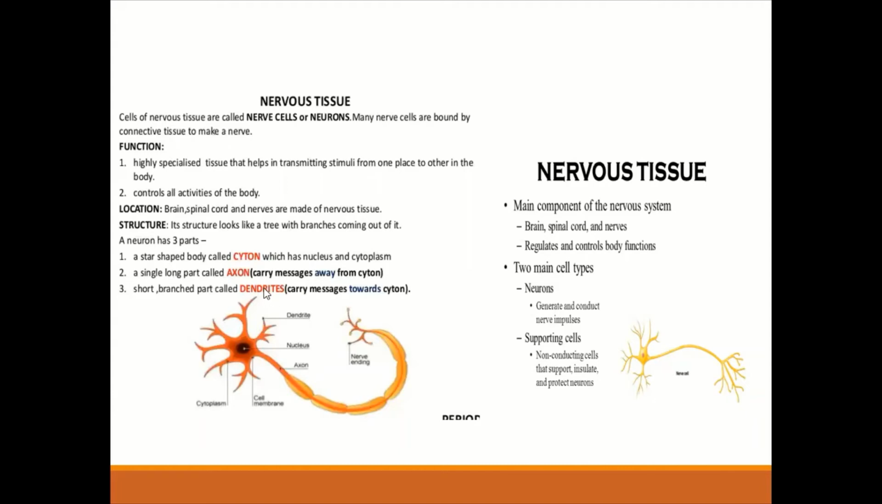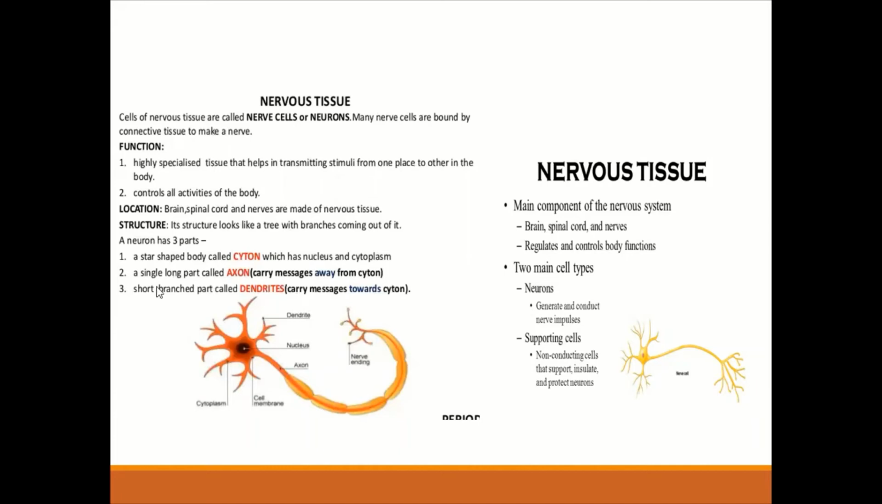Now, what is the structure of this nervous tissue? Nervous tissue looks like a tree with branches coming out of it. A neuron has three parts. A neuron has three parts, which means a nerve cell has basically three parts.